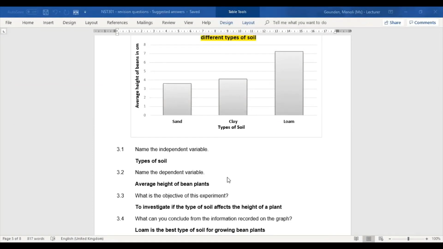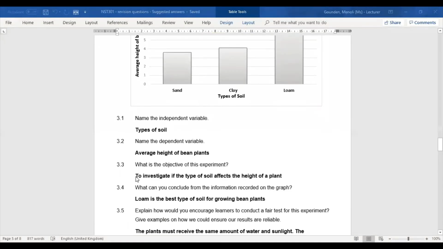3.3 is asking you about the objective of this experiment. In other words, why do we want to carry out this experiment? What do we want to find out by carrying out this experiment? What do we want to investigate by carrying out this experiment? So we want to see how one factor, namely type of soil, is affecting another factor, in this case, the growth of the plant that we are measuring by means of looking at the height of the plant.